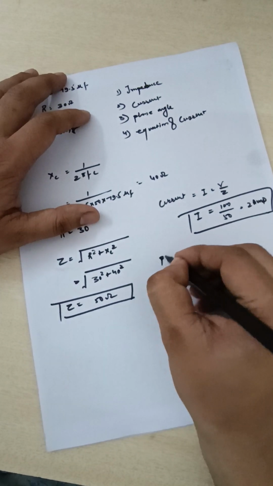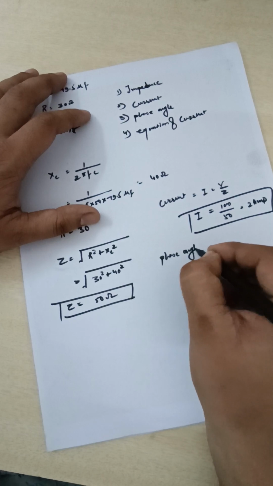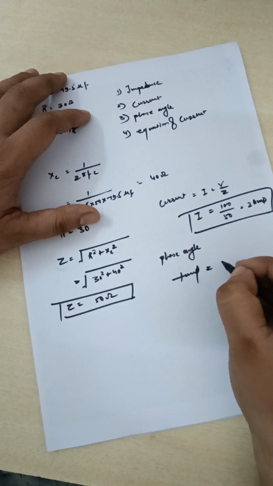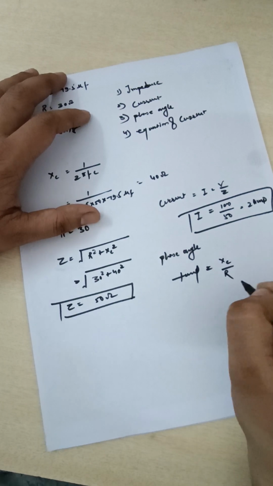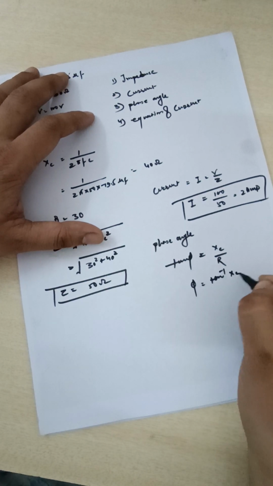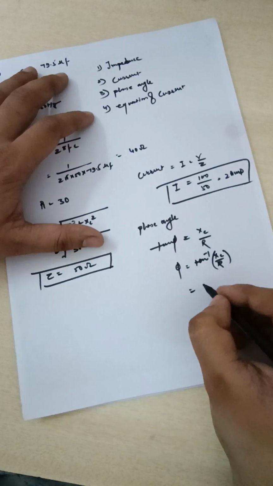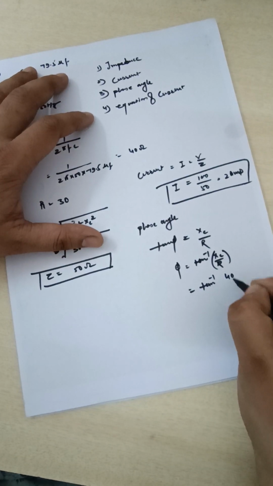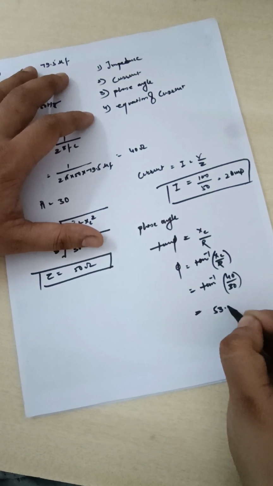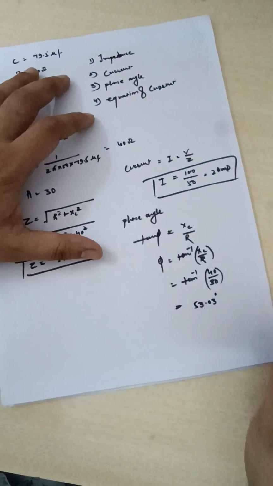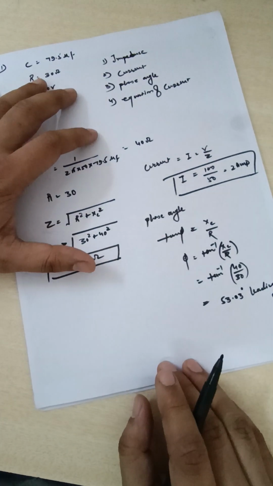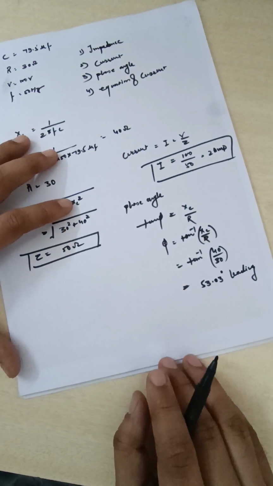Now next is phase angle. Tan phi will be equal to Xc upon R. So phi will be equal to tan inverse Xc by R, tan inverse 40 by 30. So it will be equal to 53.03 degree. And what will be the nature? It will be leading nature, because we are having an RC series circuit. In an RC series circuit, the current will lead the voltage.